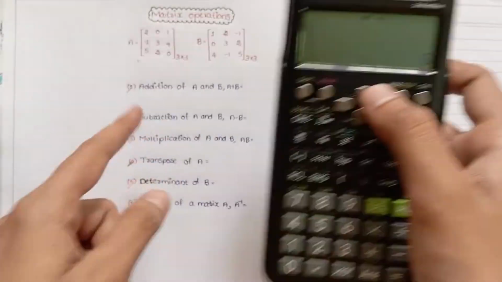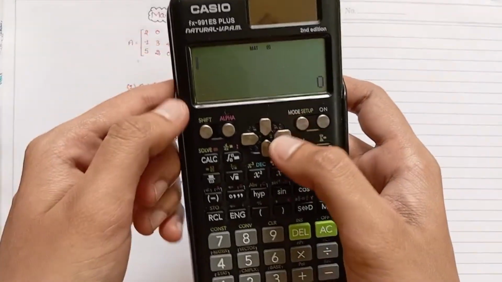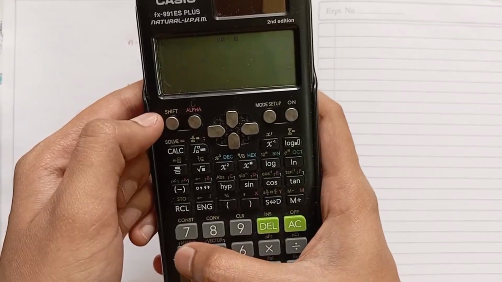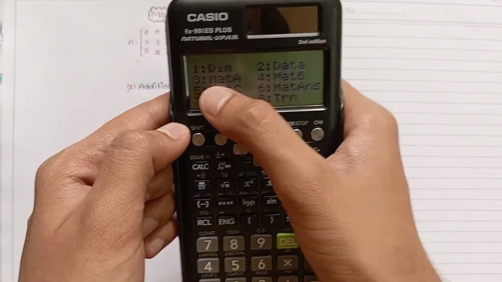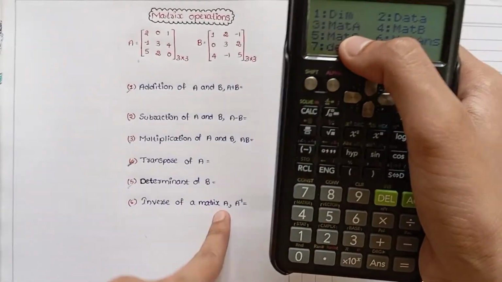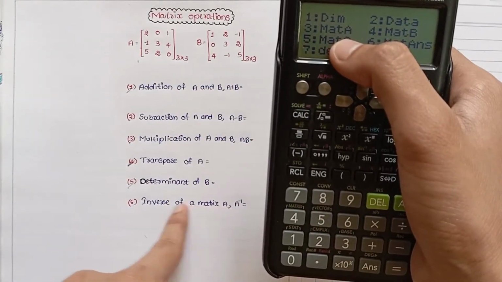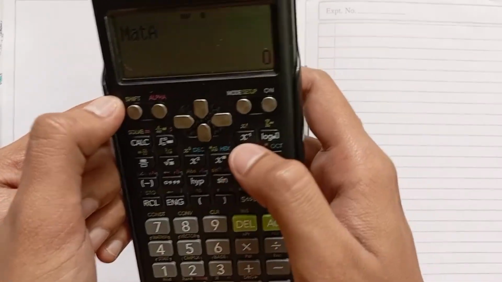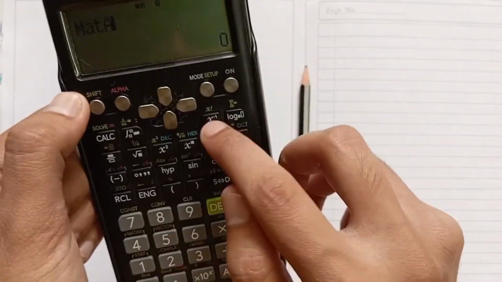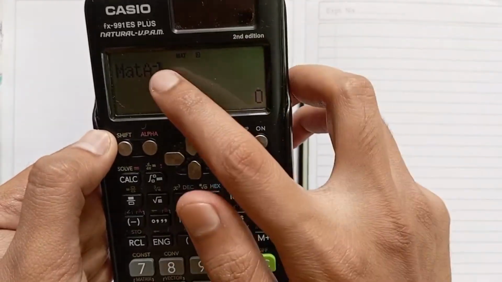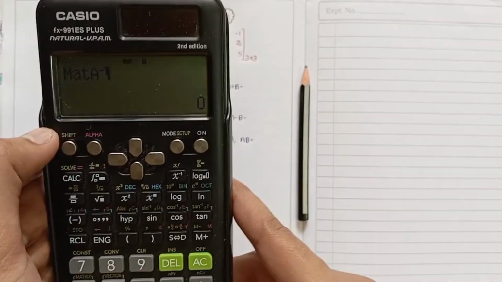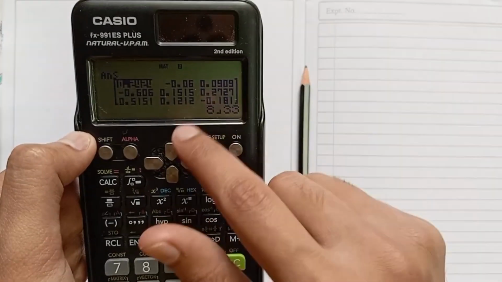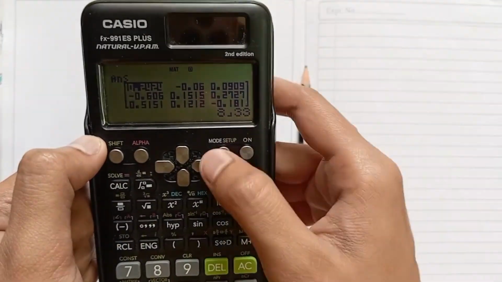Now we will find the inverse of the matrix A. Okay, what we have to do, press again shift plus 4. Select mat A, because we are performing the inverse of matrix A. Select mat A, and here you are seeing the inverse button, press that. Okay, mat A inverse, this will give the inverse of the matrix. So this is the inverse of matrix.